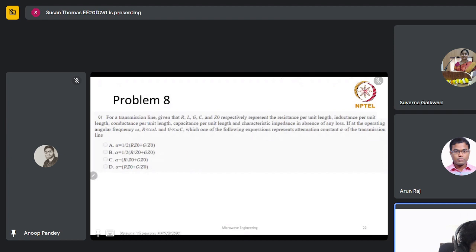So for a transmission line, R, L, G, C and Z0 are given. These are the primary constants, and Z0 is the characteristic impedance. There is a condition given here: R much less than omega L, G much less than omega C. Which of the following expressions represents alpha? Let us look at the condition. If I take the product, R into G is much less than omega square LC.